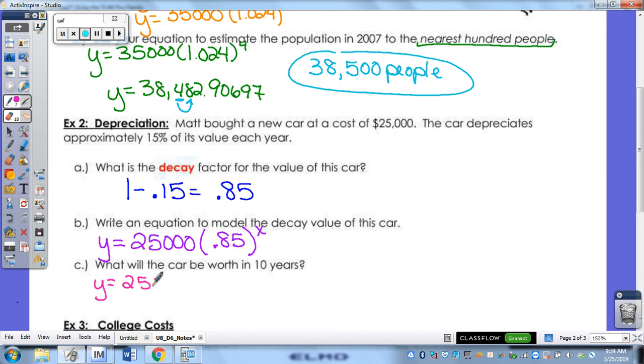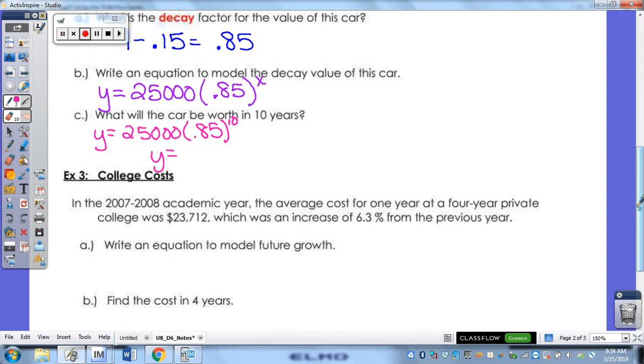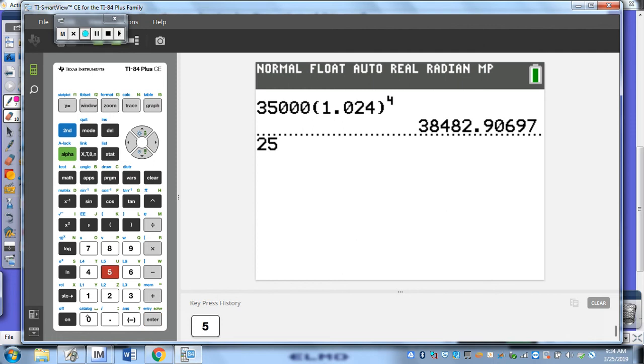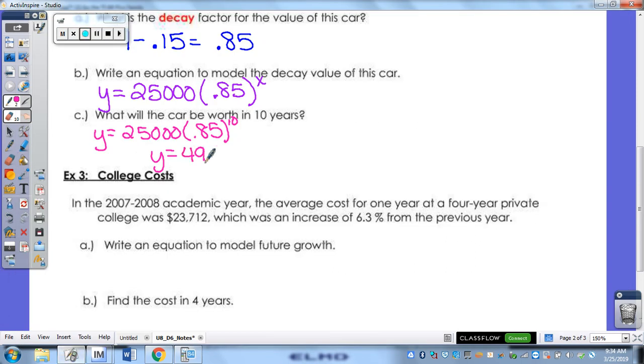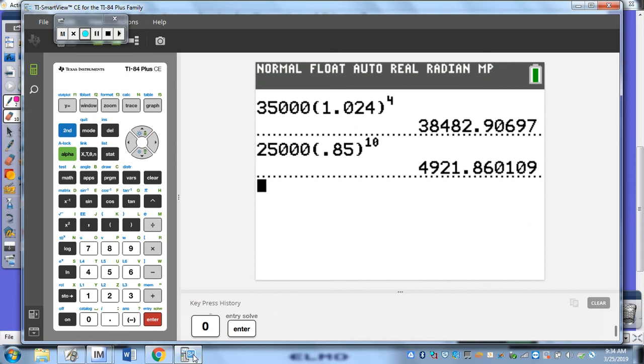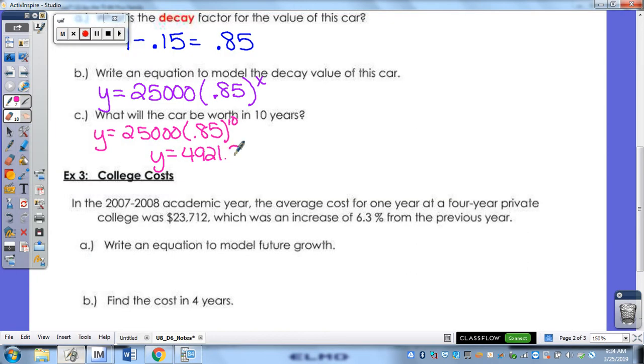But then in part C, it tells us to figure out how much the car is worth in 10 years. So we're going to raise that to the 10th power. So 25,000 times 0.85 to the 10th. So 4921. So there's all the decimals the calculator gave us.